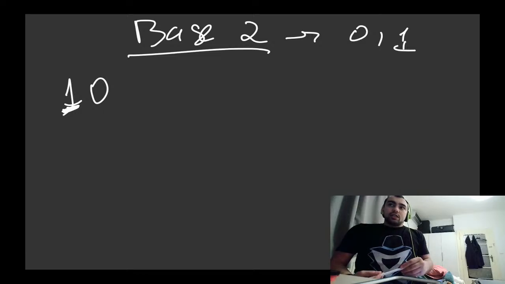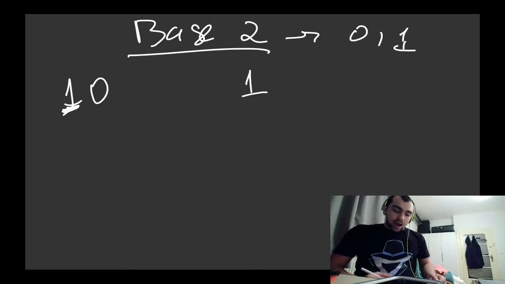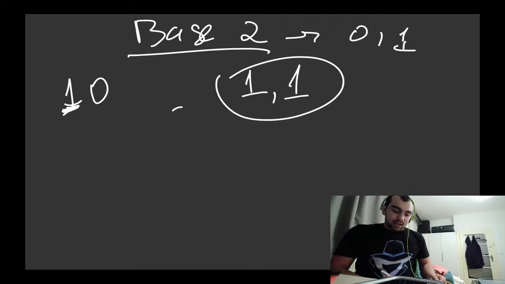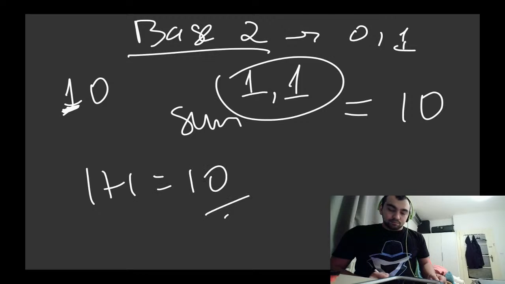And let's say that this output is from an addition of 2 different outputs. So you have an output that gave us 1. You have another output that gave us 1. And we summed this together. And this ended up giving us 10. Because 1 plus 1 equals 10, right? In binary.